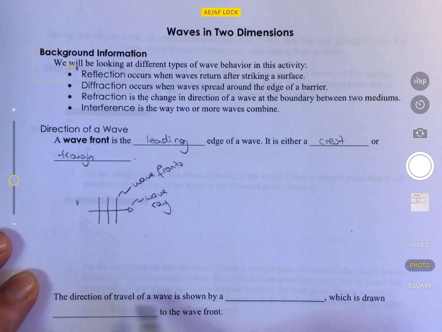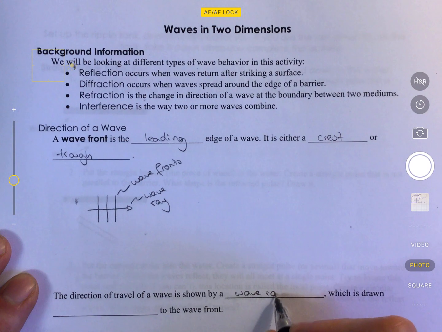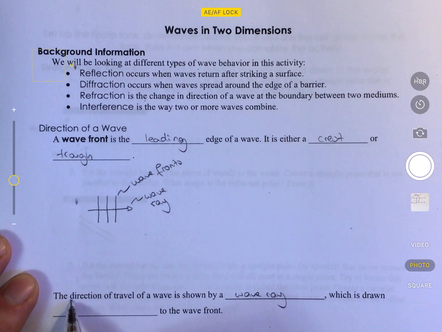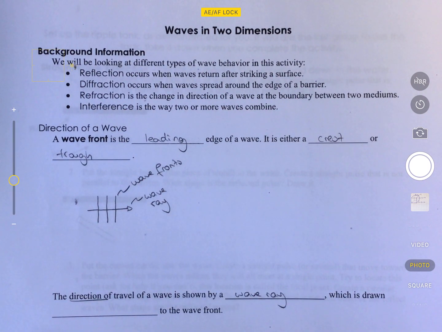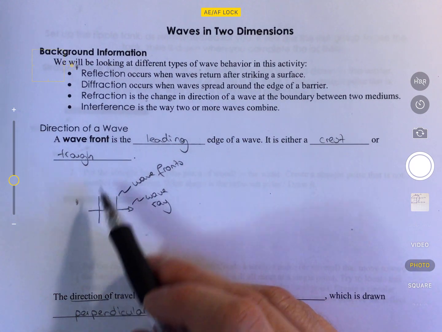So the wave ray shows us the direction that the wave is traveling. The direction of travel of a wave is shown by the wave ray, and it is drawn perpendicular to the wave fronts. Okay. Now you can do this with straight waves.